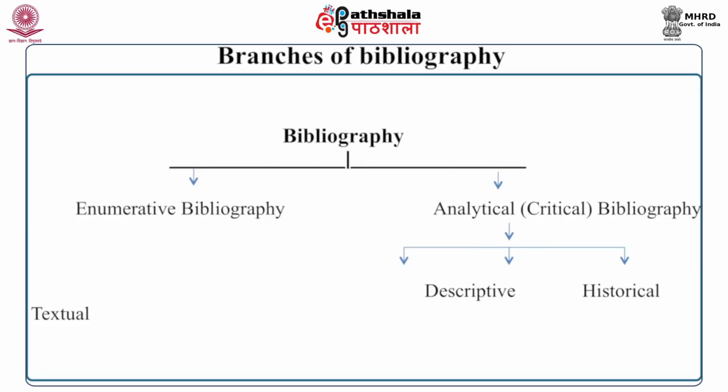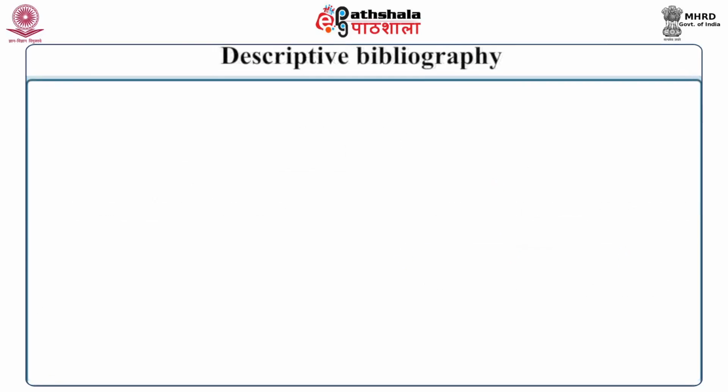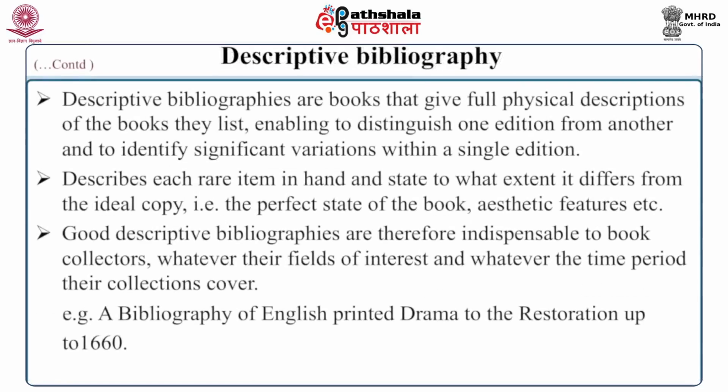First, let us see about the descriptive bibliography. Descriptive bibliographies are books that give a full physical description of the books they list, enabling one to distinguish one edition from another and to identify significant variations within a single edition. So this is basically about the perfect state of the book, aesthetic features of the book, the period of the book, all these physical details of the book.